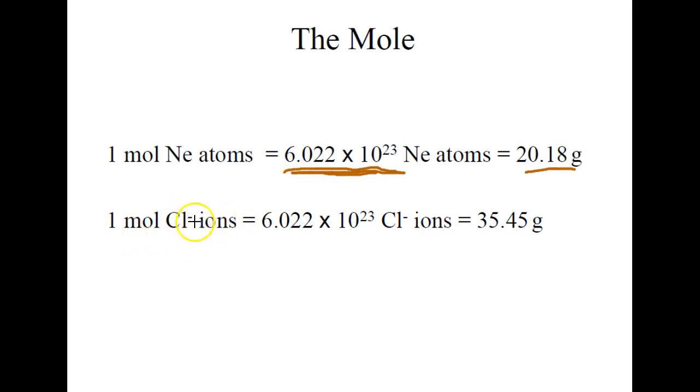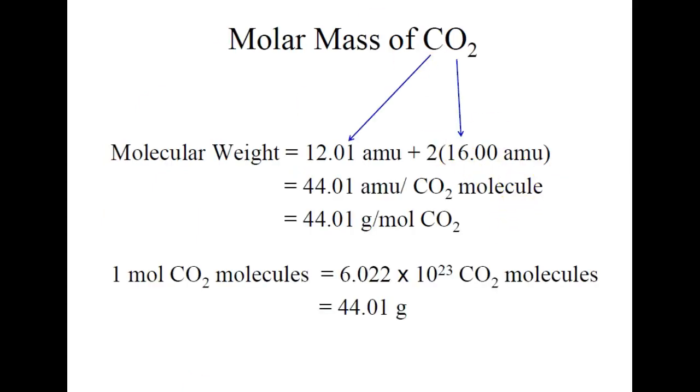Same thing can happen with something like an ion. Chloride ions: if you have 1 mole of those, then you have that many ions, Avogadro's number. And the mass is just the mass from the periodic table. Remember, a chloride ion negative means it gained an electron, but electrons don't have any significant mass, so the mass will stay the same. These mass numbers that we're looking at are called molar masses, and they come from the periodic table, and they represent the mass of 1 mole.